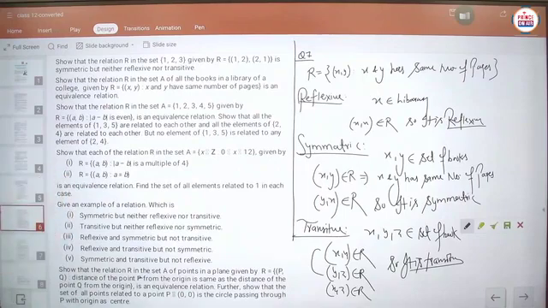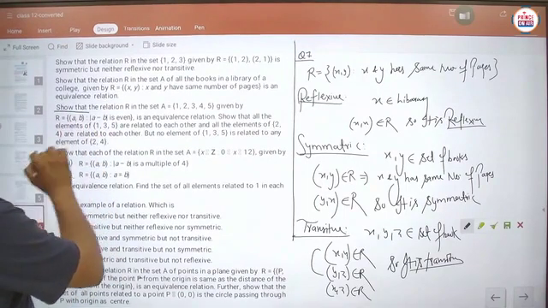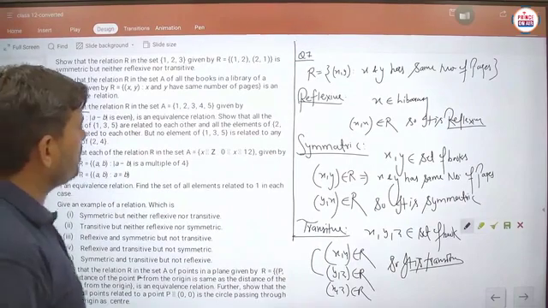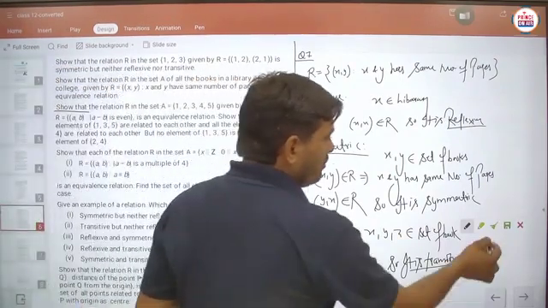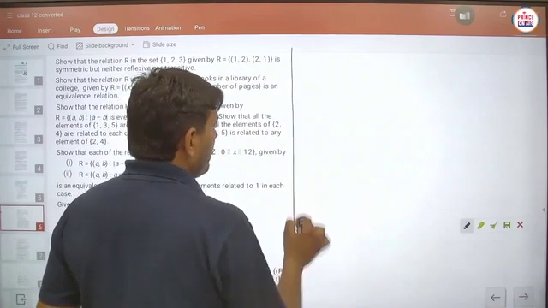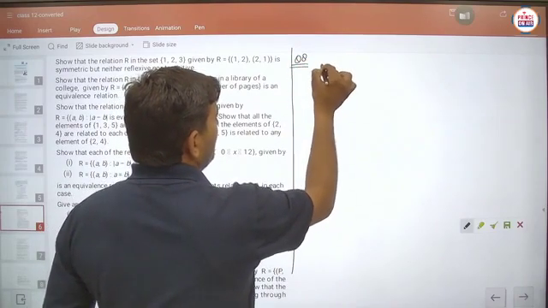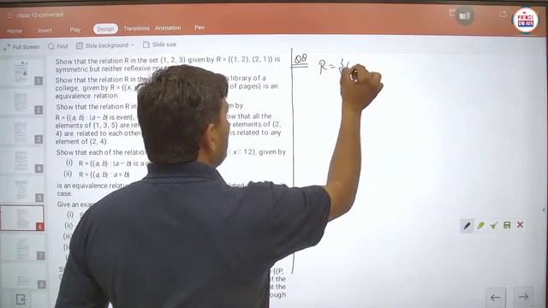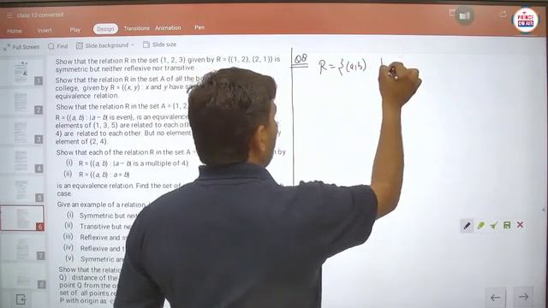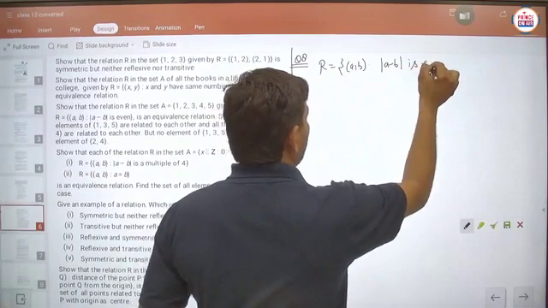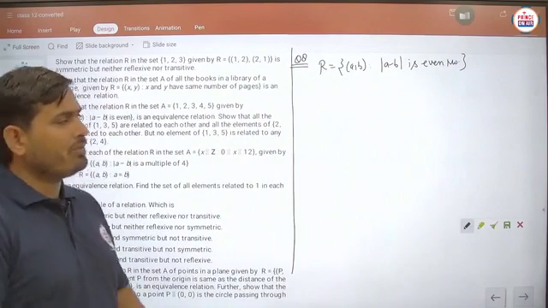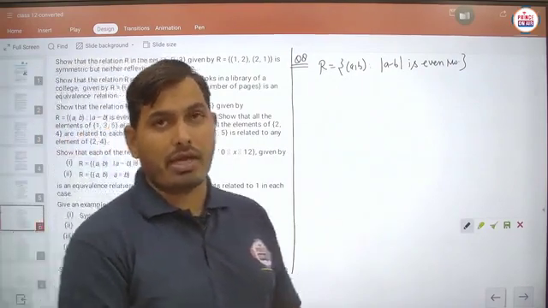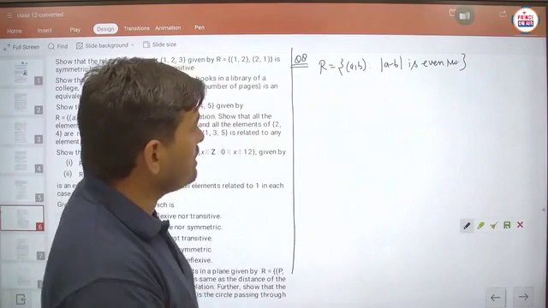This question number 8 says that the relation R in the set A equals {1, 2, 3, 4, 5}, given by R equals {(a, b): mod of a minus b is even}, is an equivalence relation. Easily, students, you can solve question number 8 in a very systematic way. Relation R is given as (a, b) such that mod of a minus b is even. This is an even number. What can you say about the modulus sign? It always provides a positive answer, no problem. Each and every student knows this very well.